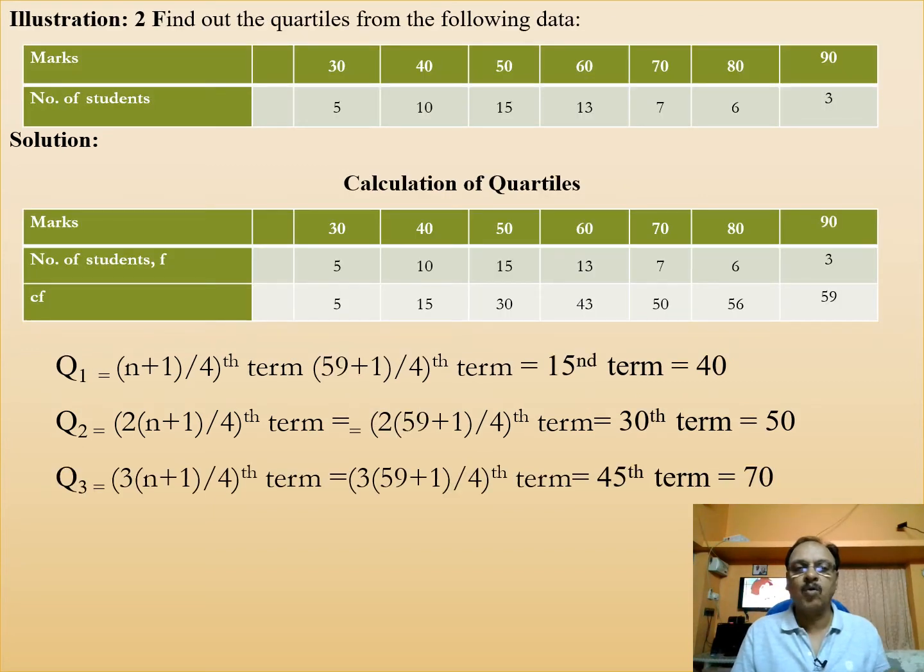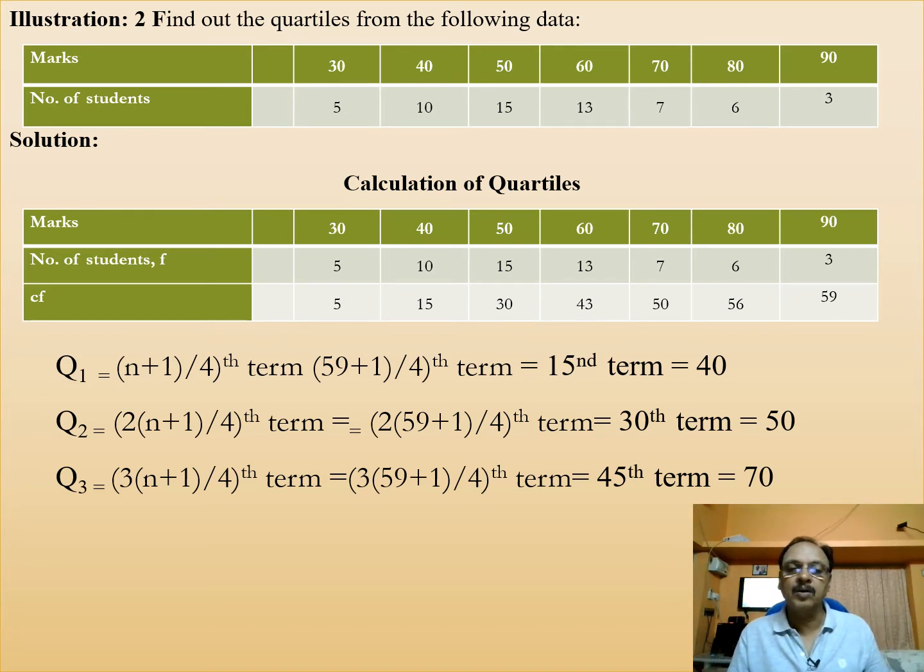Now we can calculate quartiles for the discrete series. So discrete series is identified with frequencies, that is number of students. Marks and number of students are given, and that was arranged in three rows. CF is calculated as first one 5, then 5 plus 10 is 15, 15 plus 15 is 30, 30 plus 13 is 43, 43 plus 7 is 50, then 50 plus 6 is 56, 56 plus 3 is 59.